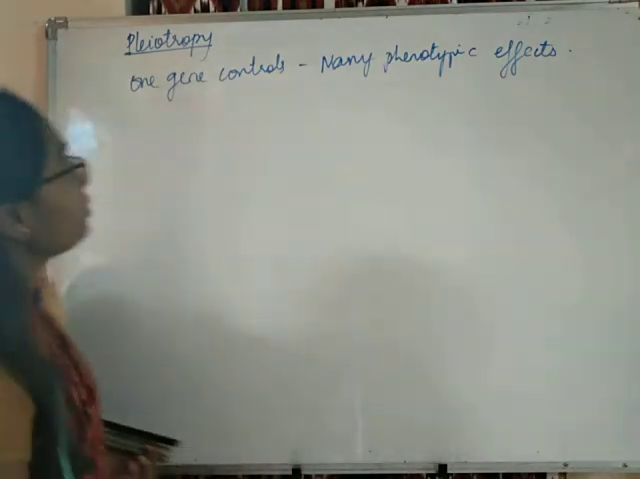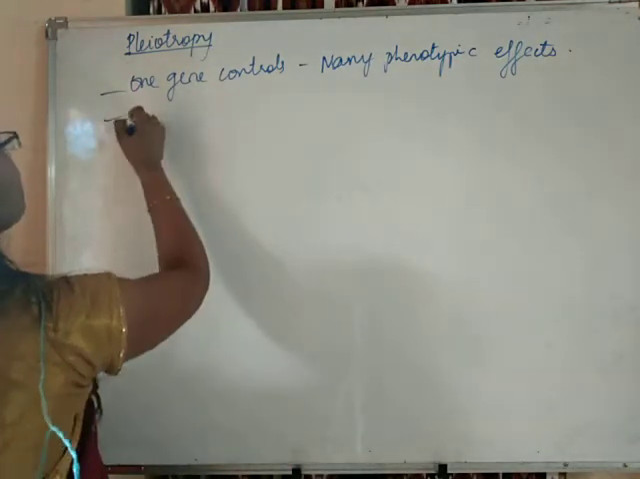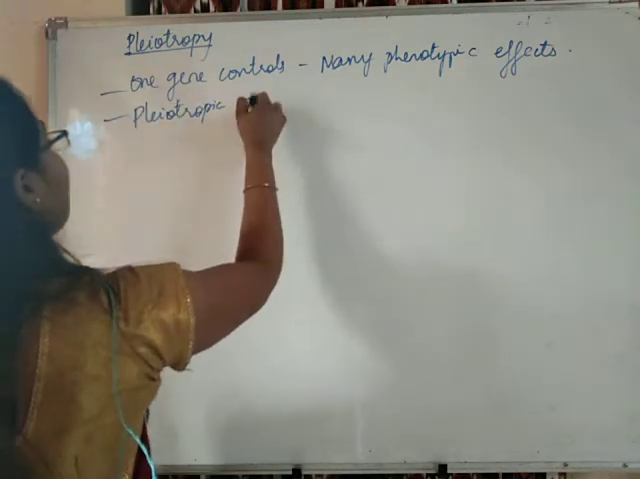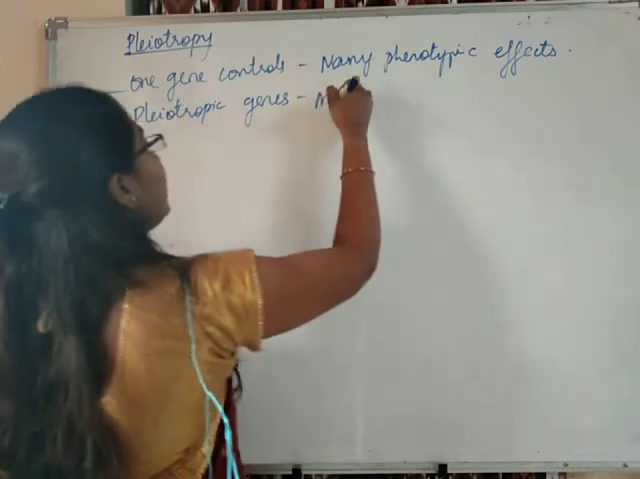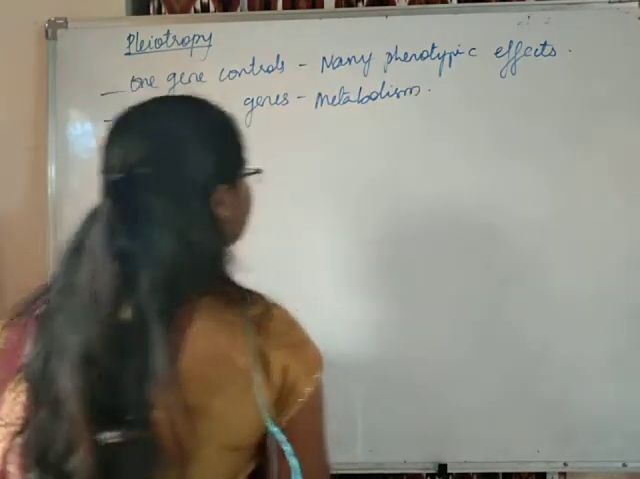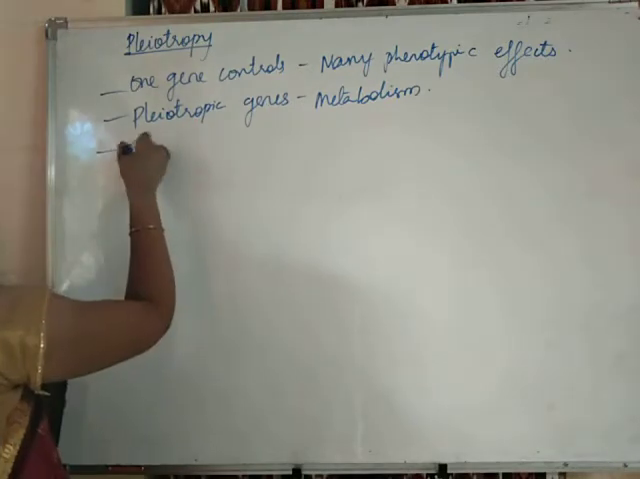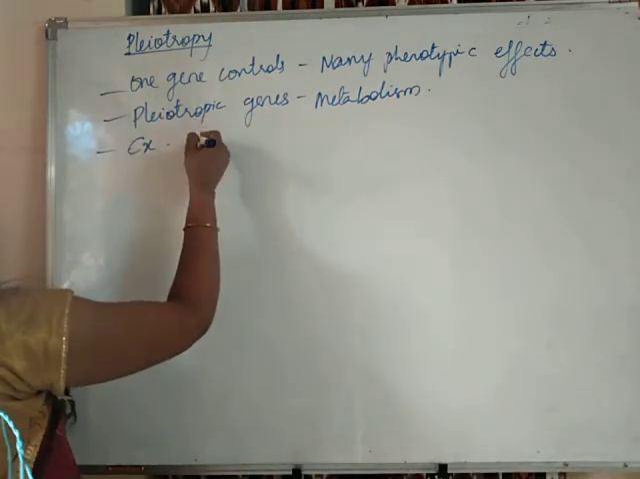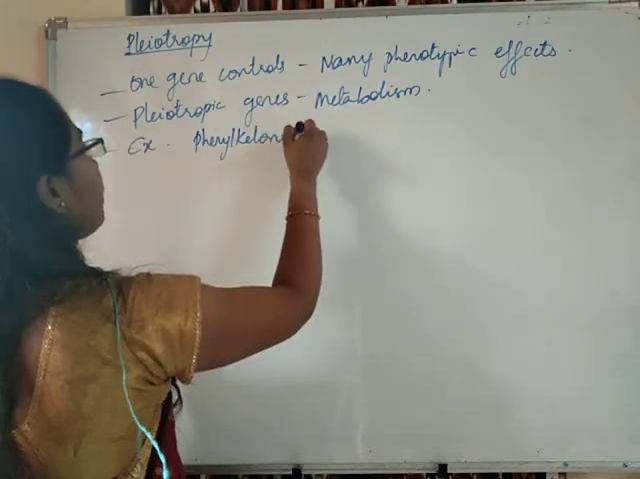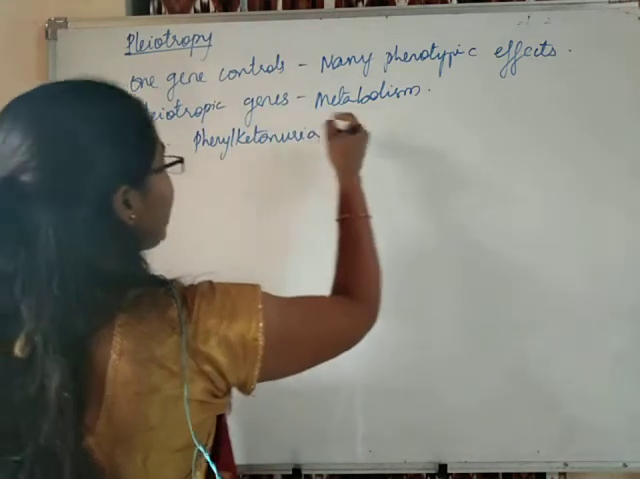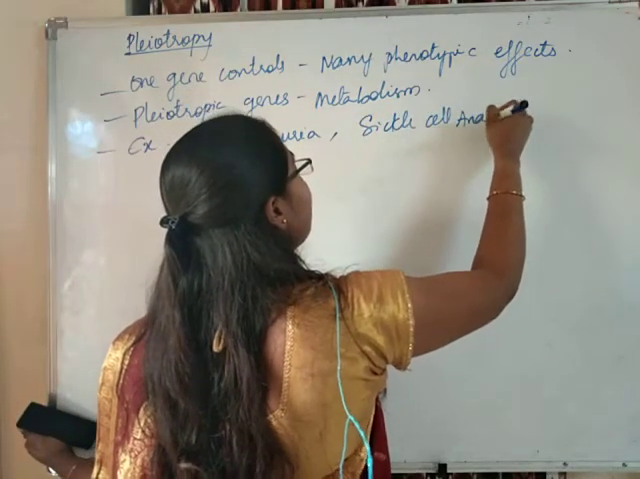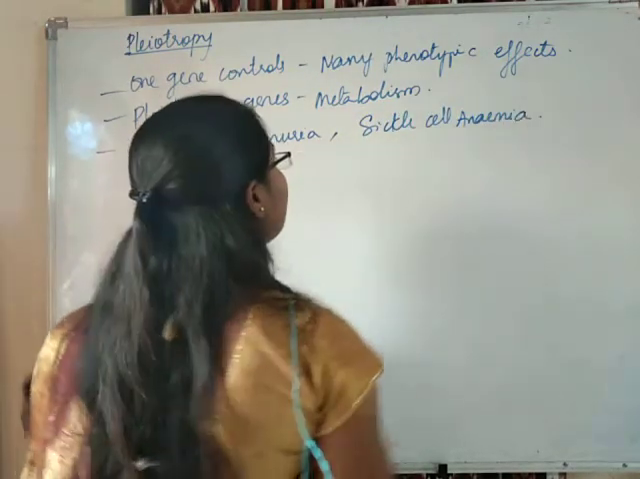Mostly these pleiotropic genes are the genes involved in metabolism. Let us see examples of Pleiotropy: phenylketonuria and sickle cell anemia.